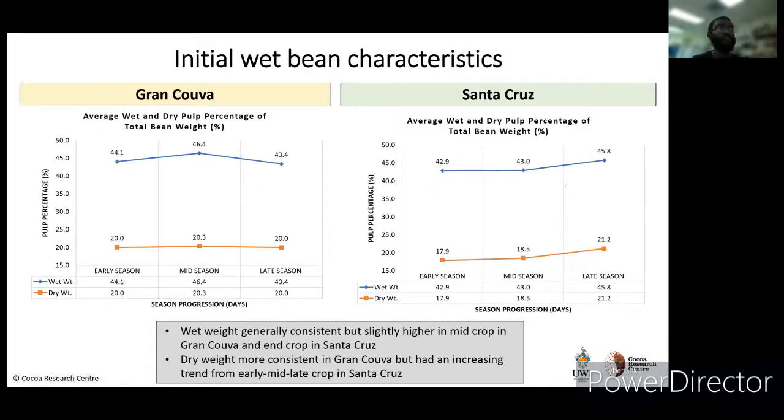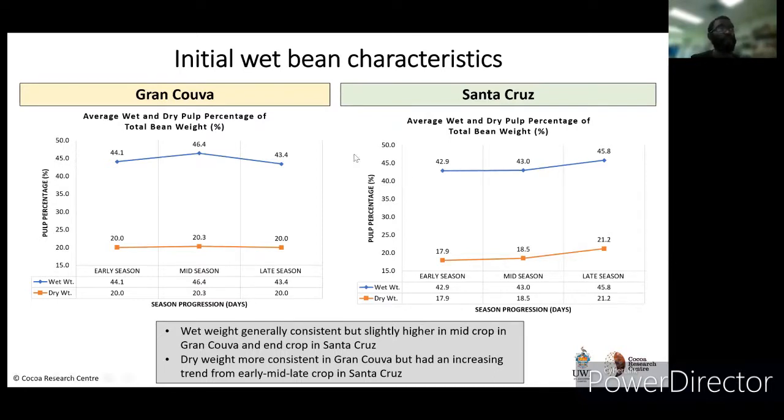Now moving on to the average wet and dry pulp percentage of the total bean in both locations. This was done by using a 25 bean sample, where we used the pulp content of the 25 beans. This 25 bean sample size was determined by doing some trials where we looked at the minimum amount of beans required to get the smallest value in terms of standard error.